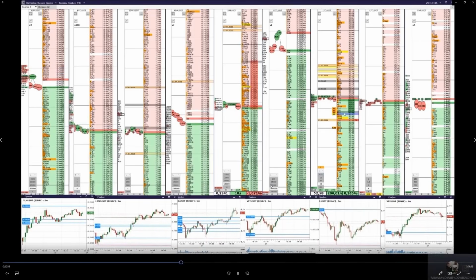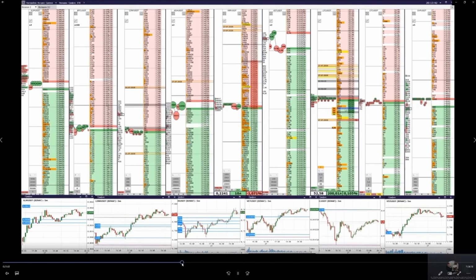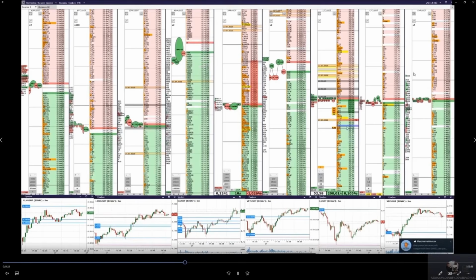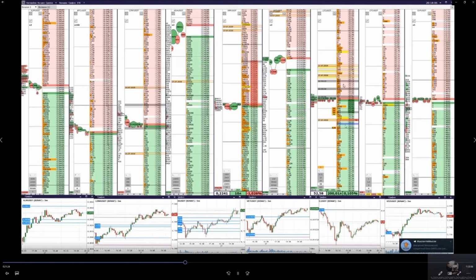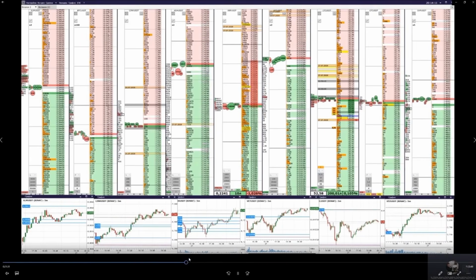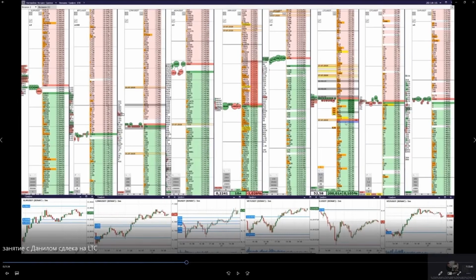Firstly, this is the level of the border of the triangle, and finally, here is the local maximum, which is the main target. And on the spot, on the main instrument, I mean the Litecoin instrument, on the spot order book, we can see the support of 5,000 contracts.